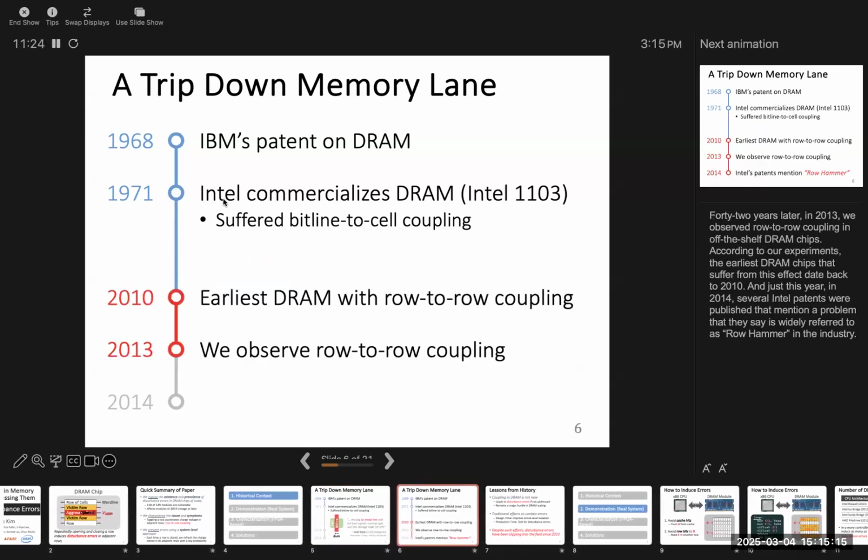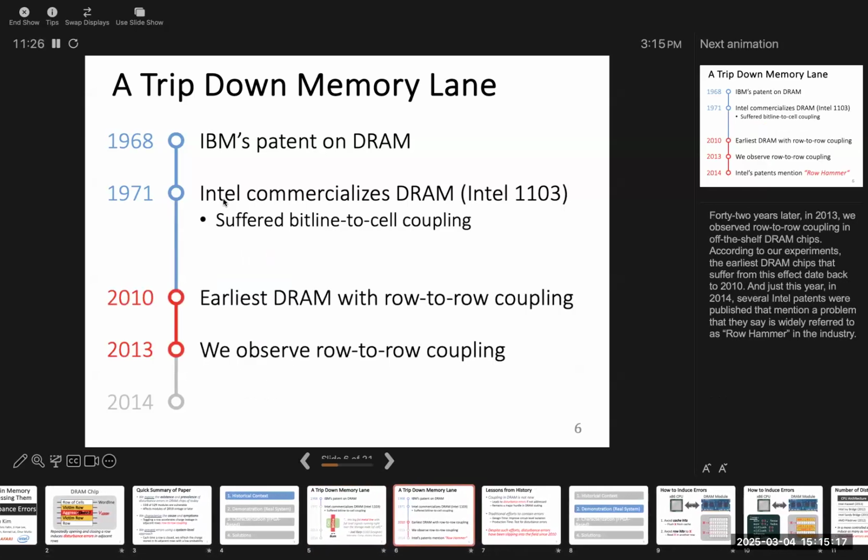Then in 2013, they observed row-to-row coupling, which basically means that the operations performed on one row in the memory chip can affect the operation of another row. So there is some kind of coupling, some kind of relationship between two rows. They observed it in 2013, but the earliest report was in 2010.